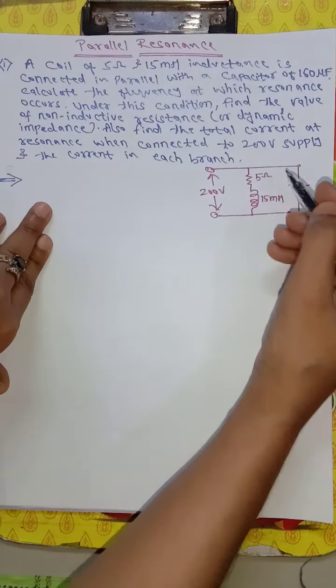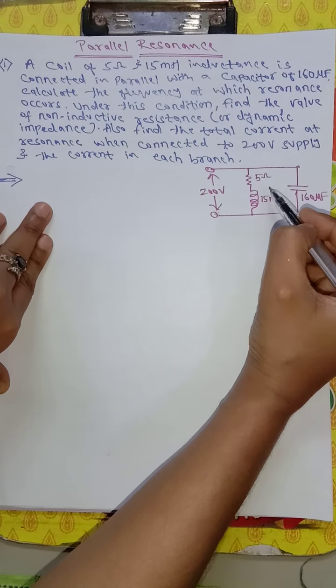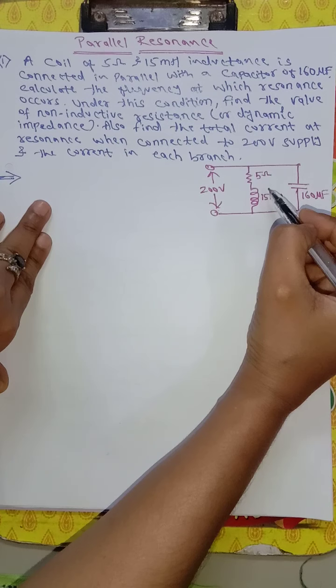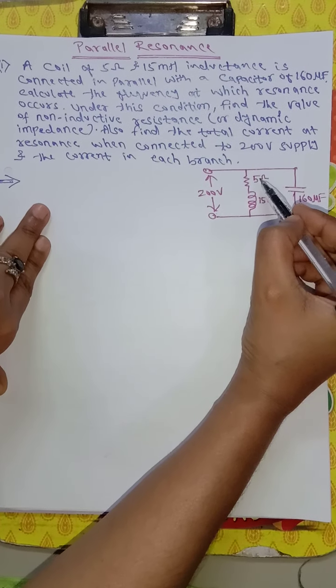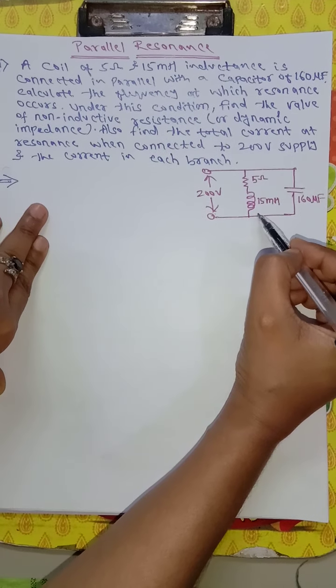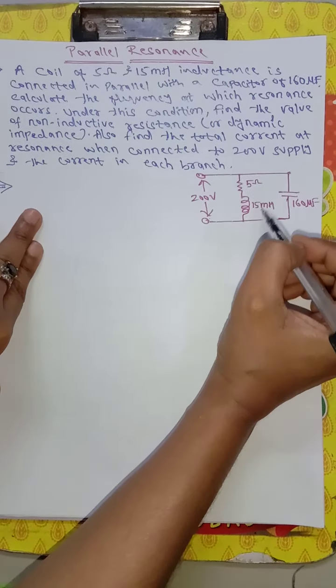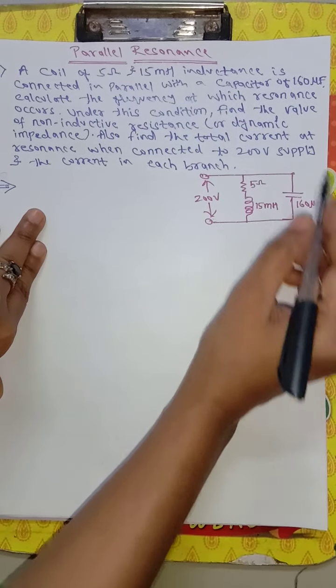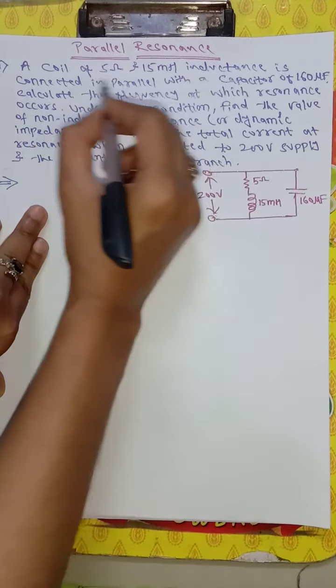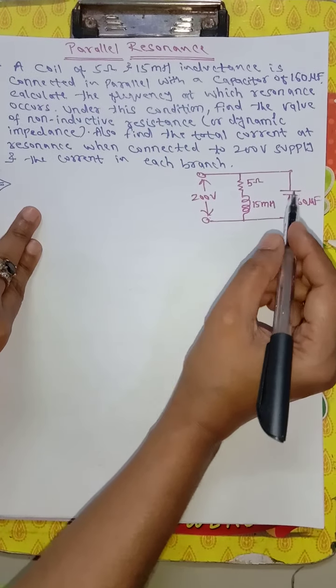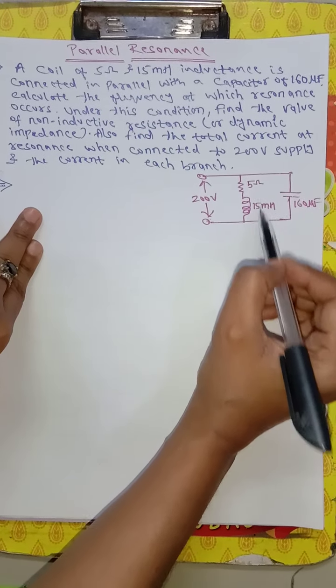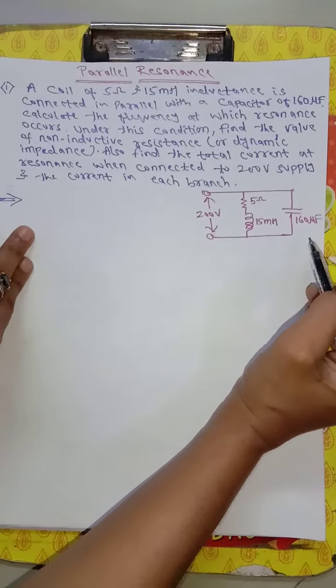See here the sentence. It means that this is nothing but the practical connection of parallel resonance, in which R is connected in series with L and the capacitor is in parallel with those. So as per this statement we have drawn the circuitry: R is in series with the inductor, and this branch is in parallel with the capacitor.